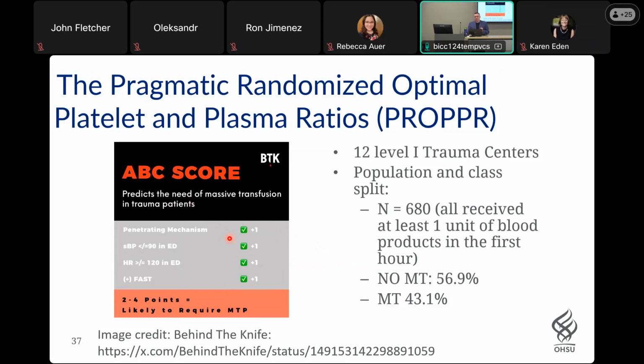the measurement of the performance, sensitivity, and specificity for the ABC score. Now, what's important about this study, they used 680 patients, and all of their patients received at least 1 unit of blood. Now, there were patients who had no massive transfusion protocol, 57%, and those who had massive transfusion protocol, 43%. This class balance is much different than mine. So this will come up on the next slide.